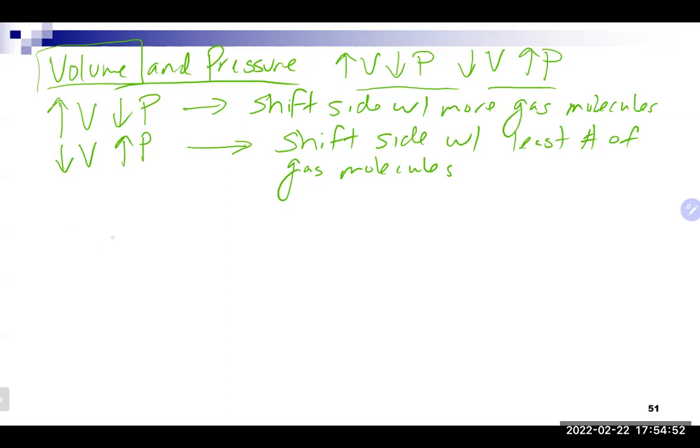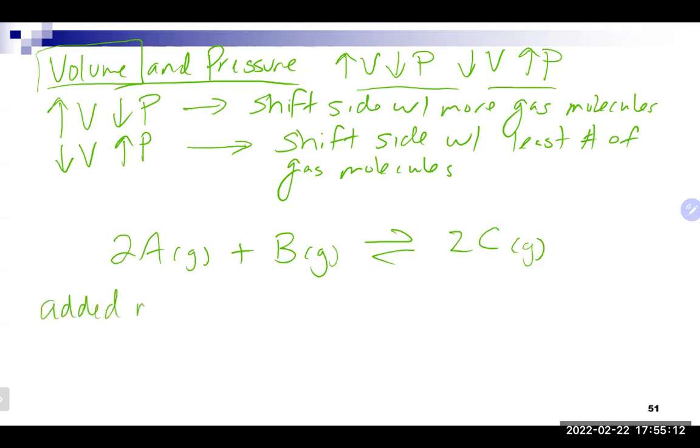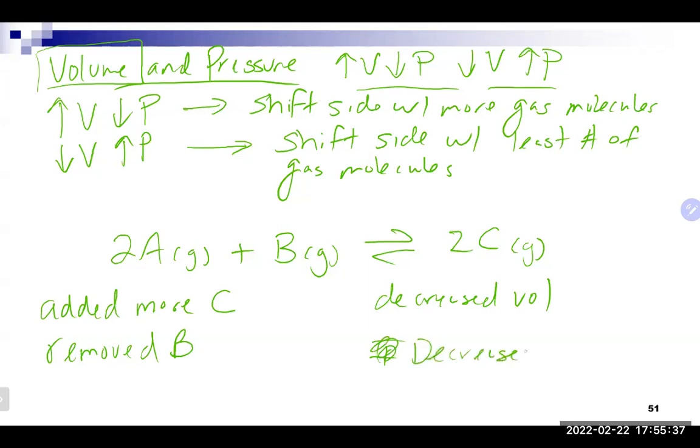So, if we have something like 2A plus B goes to 2C, let's say in this case we added more C, we removed B, we decreased the volume, and we decreased the pressure. All right, take a moment and decide in this case, will it shift to the left, the right, or will there be no change? All right, take a second and see what you come up with.